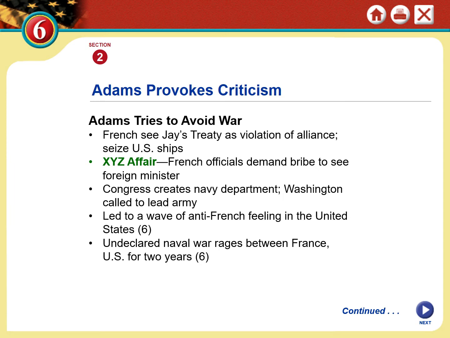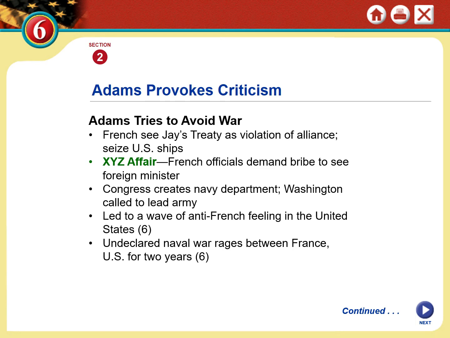We sent diplomats to France to discuss this with their new prime minister. And in order for us to even be able to meet with their foreign minister, they demanded a bribe. They demanded a large sum of money for us to even be able to sit down peacefully and talk. And so our diplomats were turned away. And so our diplomats came back to the United States and reported that the French minister wanted a bribe.